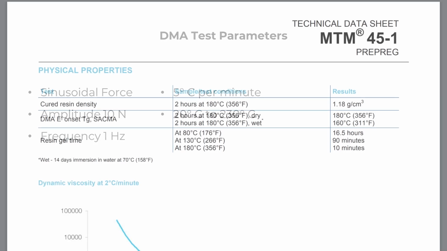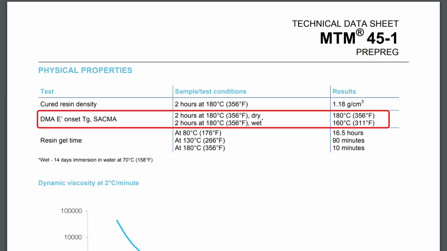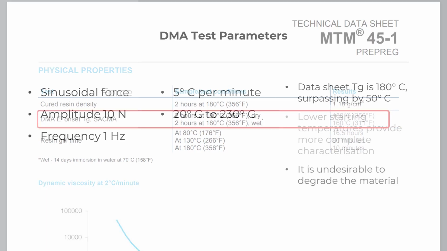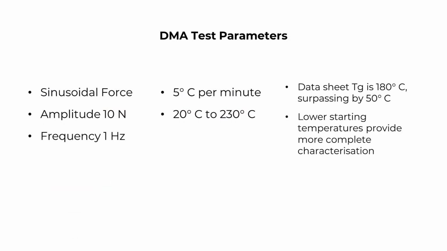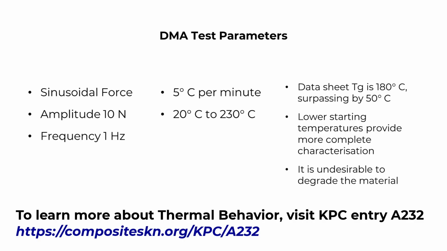Celsius. The datasheet for this material lists a Tg of 180 degrees Celsius, and it is recommended by ASTM to surpass the Tg by at least 50 C. It is common to start at lower than room temperature so that more complete material data is produced. ASTM also recommends choosing an upper temperature limit that does not degrade the material.